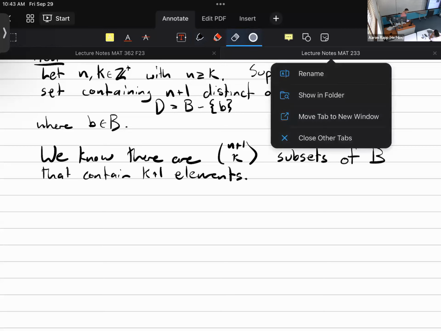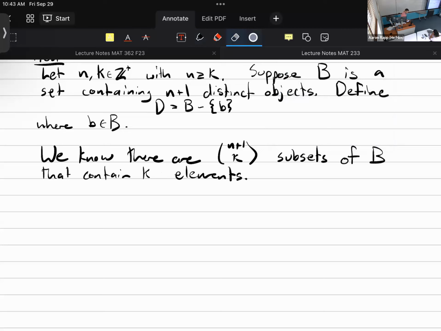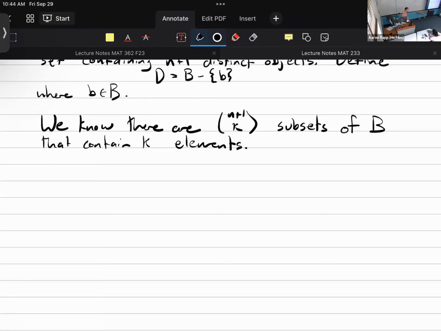Oh gosh, I'm sorry, y'all. Should be k on that. So let me repeat that. We know that there are n plus 1 choose k subsets of B that contain k elements. So I'm going through the set B and making subsets of size k, k elements to choose from out of n plus 1. But when I think about those subsets of B, they can be classified in two ways.